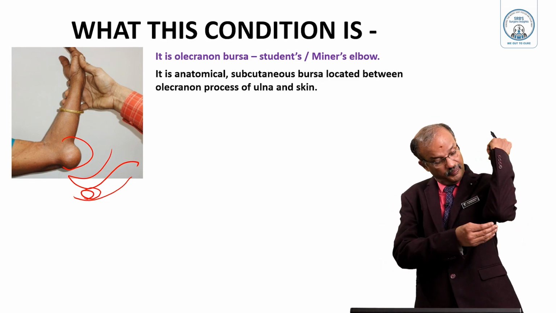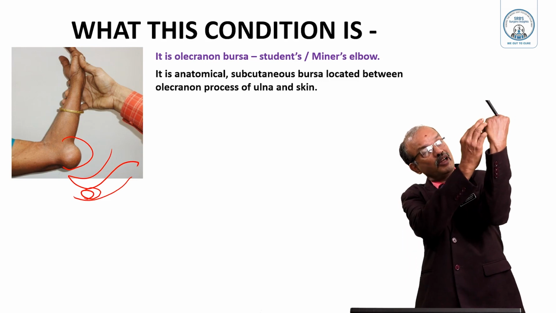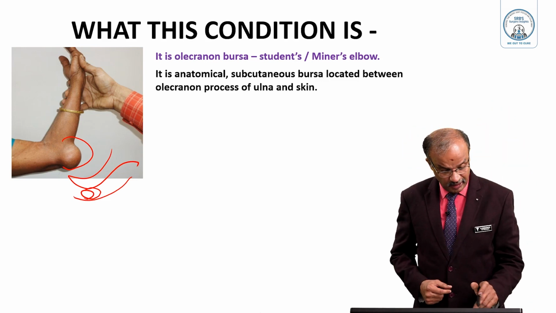So in this area, between the olecranon process and skin, this is the area. The olecranon process of the ulna, the middle aspect comes and stays here. So this area it is located. So this is a typical olecranon bursa.